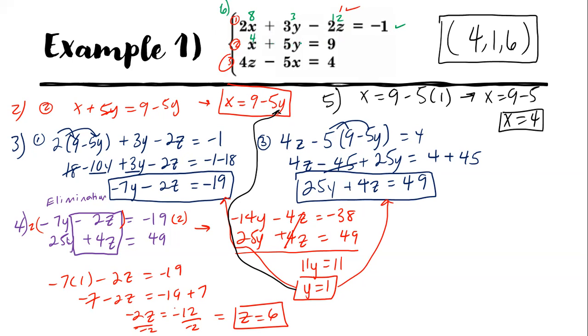4 plus 5 times 1, 5 times 1 is 5. 4 plus 5 is 9. 4 times 6 is 24. 5 times 4 is 20. 24 minus 20 is 4. So this lets me know that this triple checks out.